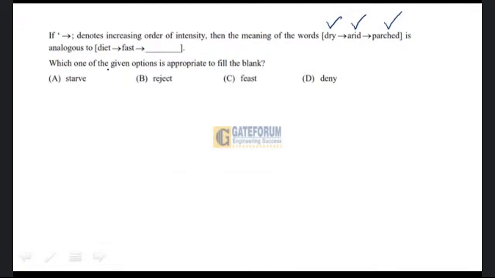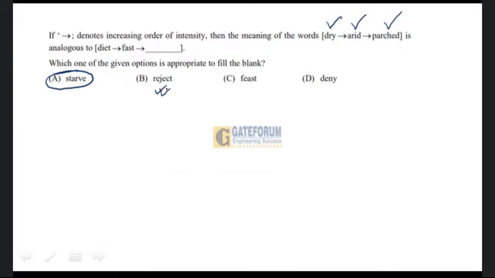Now, diet. She is on a diet, which means eating less. Fast: I am on a fast, which means for a temporary period of time I am not eating. But then, amongst all the options, the extreme form of that would be starve. It is very clearly seen. Starve is I am not at all eating.